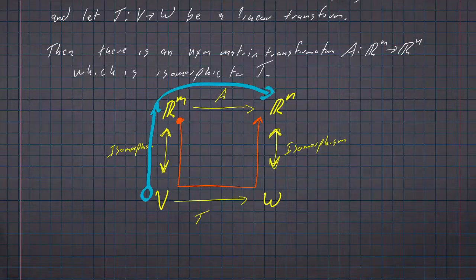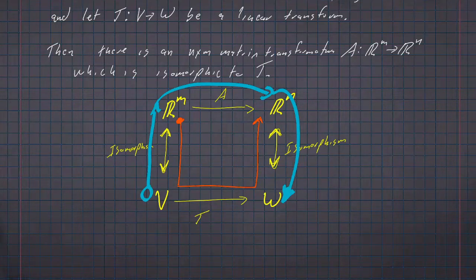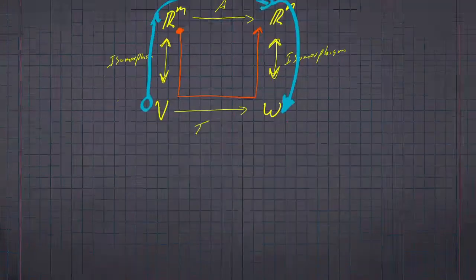Then from there, because we have an isomorphism, we can get back to W. It's the long way of getting there. But the advantage is that when you're dealing with Rm and Rn, you can rely on computer software that is already very well established. And there are a lot of places where we actually do this. So as a quick example, let's take a look at a transformation we used in a previous video.